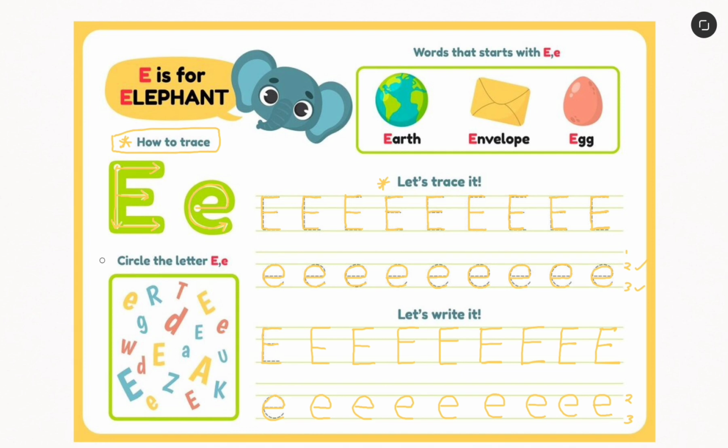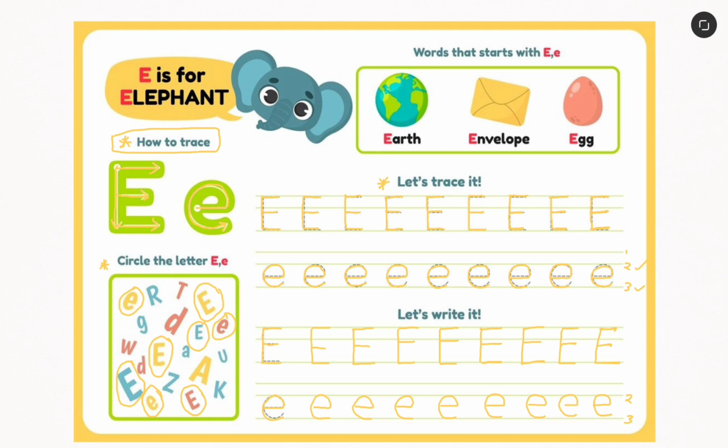Now let's come to circle the letter capital E and small e. As usual, we are to find the letters capital E and small e among all the scattered alphabets we have here in this box. So let's go ahead and do that. We have one capital E here, another one here, another one here, another one over here. We also have one over here. Very good. Now let's look for small e's. We have one over here, one over here, one over here, and great, that is all.